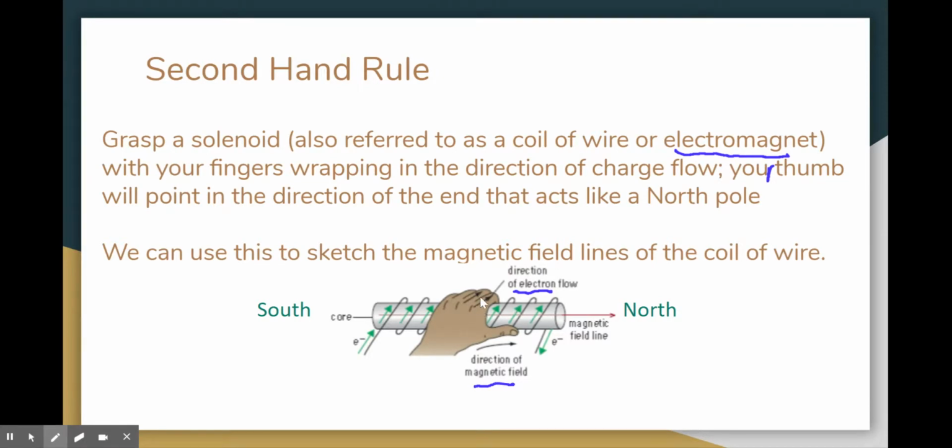But again, if you were to just grab a pen and pretend that that pen were the section of wire that you're interested in, and there's coils of wire around it, then you would wrap your fingers in the direction of the current, or the electron flow in this case, and then your thumb should show you which side is the North Pole. Then once we establish that this side is the north and this side is the south, that allows us to draw the resulting magnetic field.